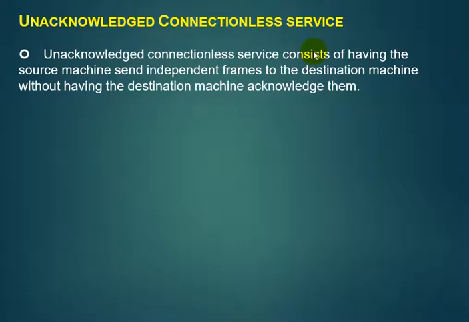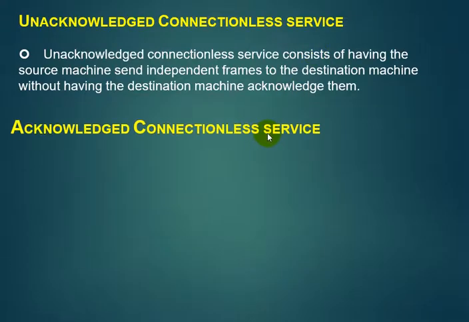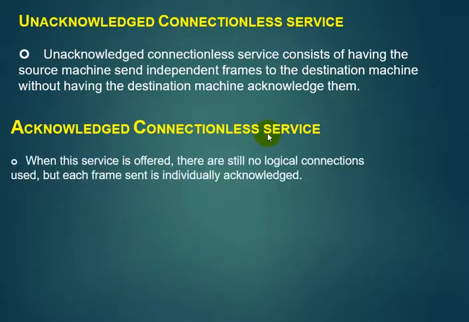Next, acknowledged connectionless service. When this service is offered, there are still no logical connections used, but each frame sent is individually acknowledged. In this way, the sender knows whether a frame has arrived correctly. If it has not arrived within a specified time interval, it can be sent again. This service is useful over unreliable channels such as wireless systems.